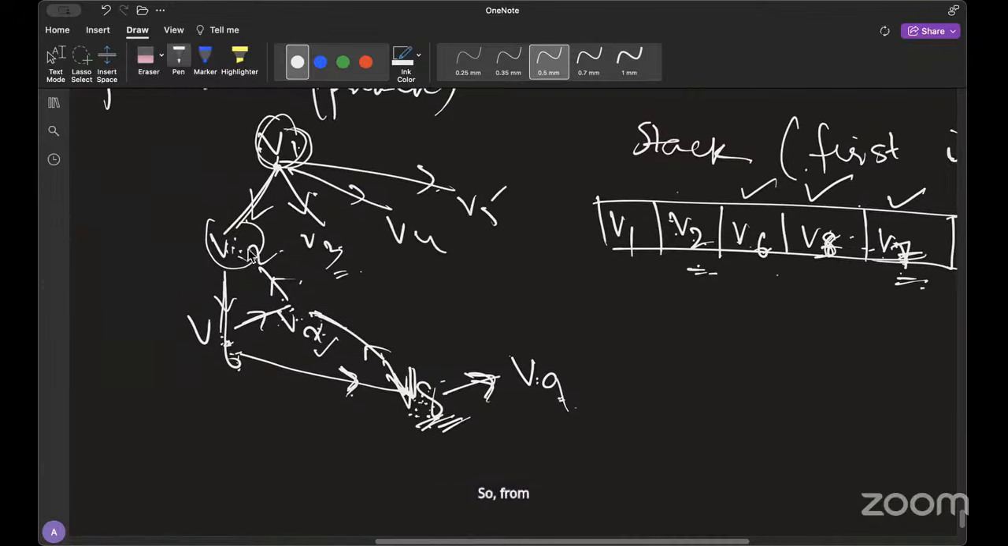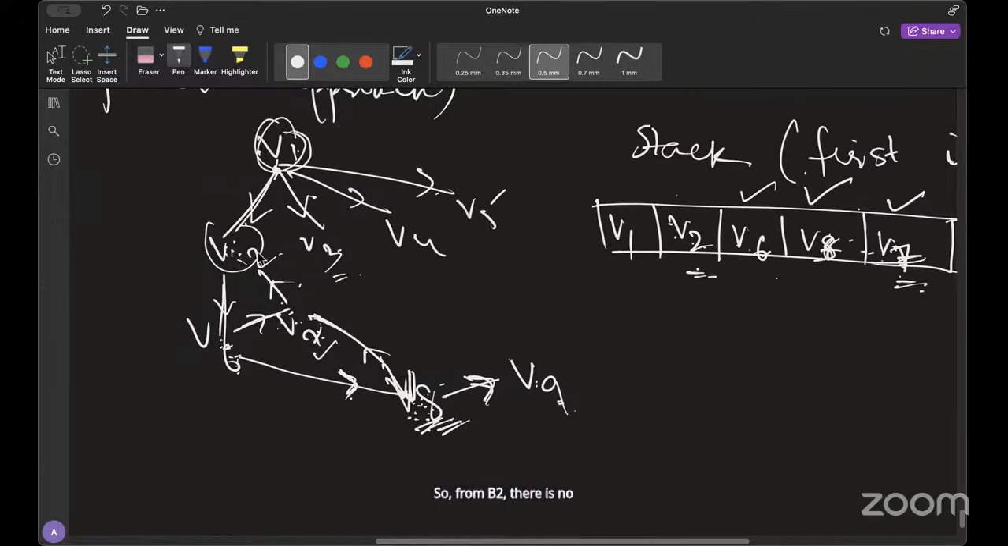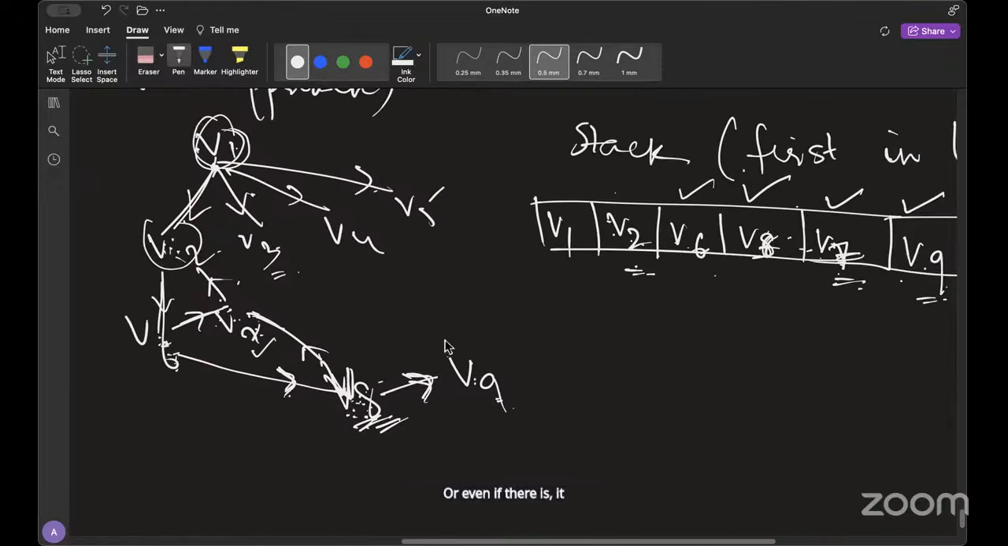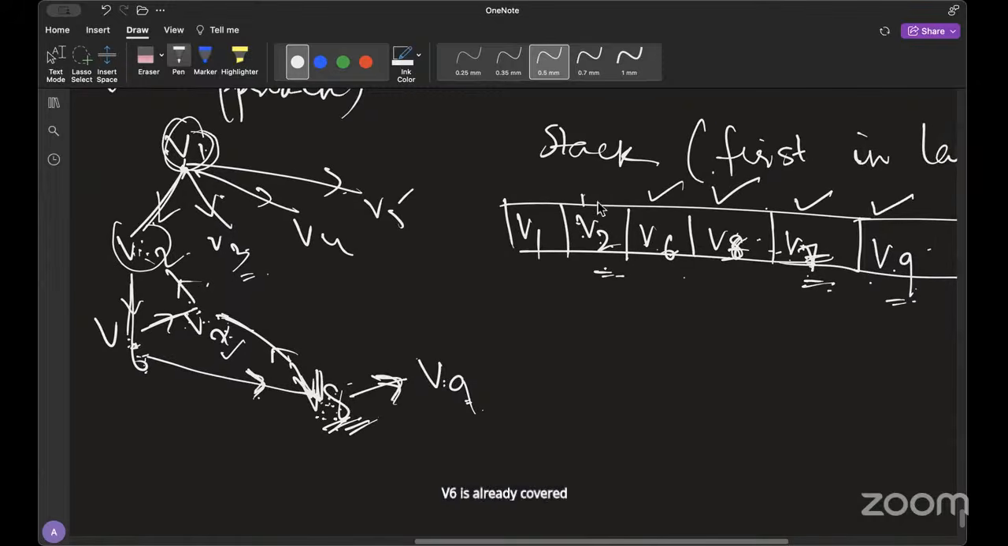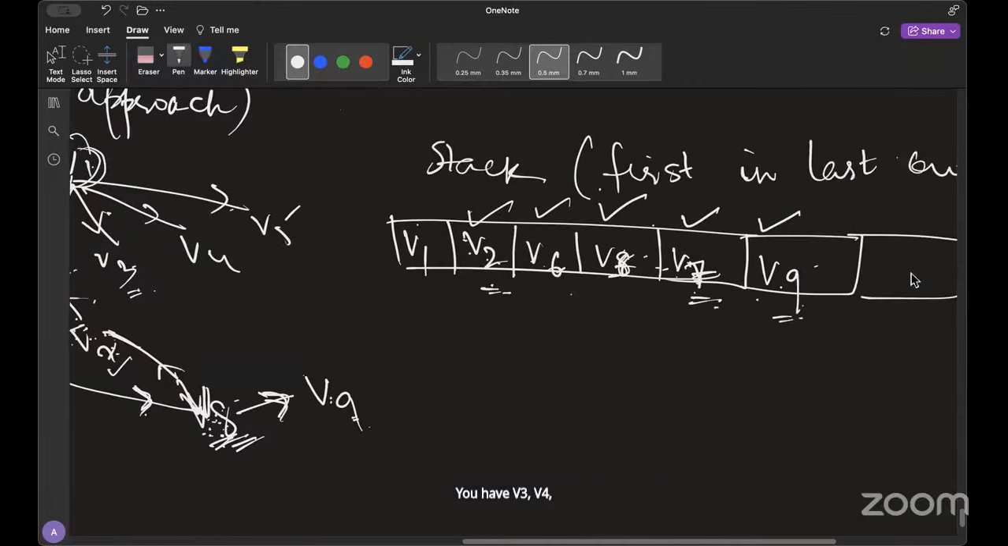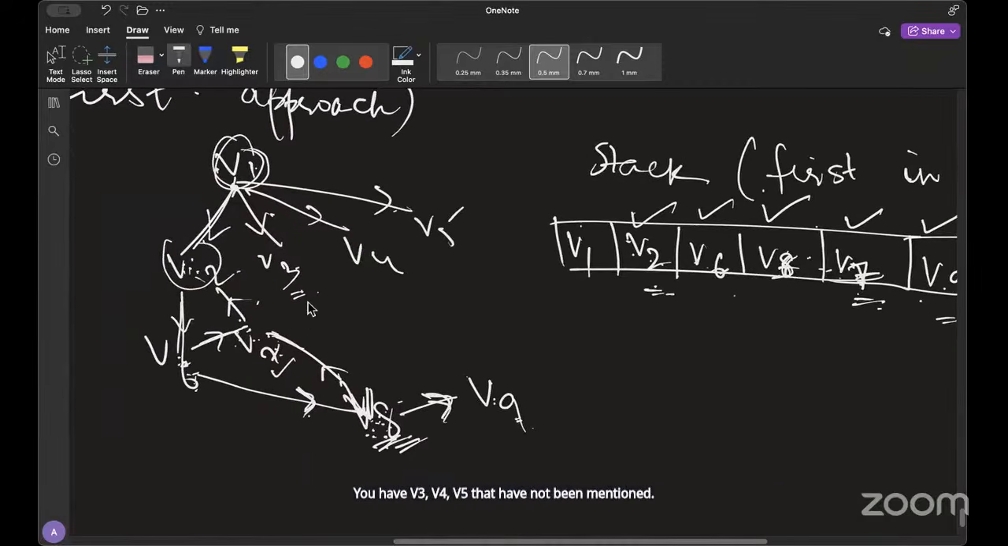So from V2, there is no direct edge. Or even if there is, it is already covered here. V6 is already covered. So V2 is also done. Then from V2, you go back to V1. Now V1 is not done. You can't say V1 is done because you have V3, V4, V5 that have not been mentioned, but they have an edge with V1, right?